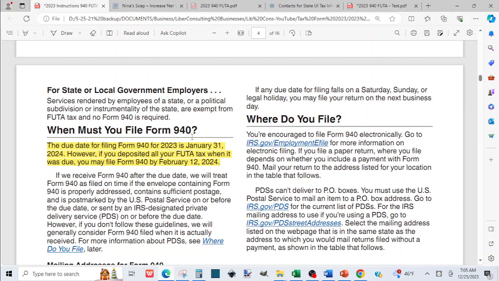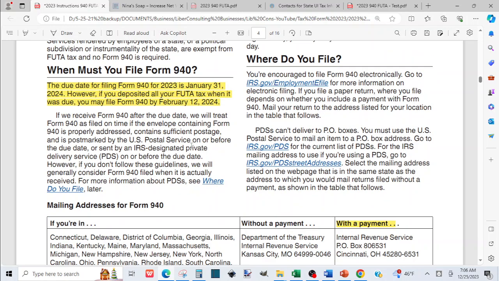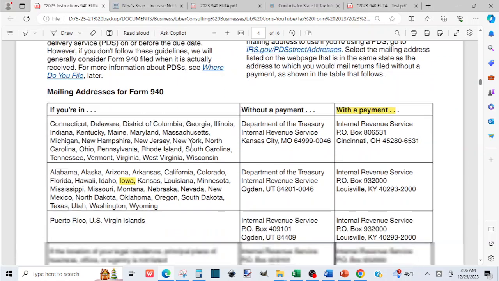Okay, so who must file Form 940? When? The due date is January 31st. However, if you deposit all your FUTA tax when it is due, you may file Form 940 by February 12, 2024. I just like to go with January 31st. That way I know that it's just one date and multiple things need to be filed by then. It's easy to remember. Again, just make January 31st a cutoff date and make sure you file it on time. And we went through the address.